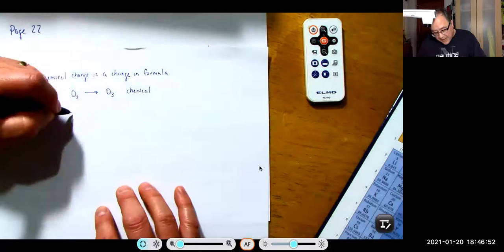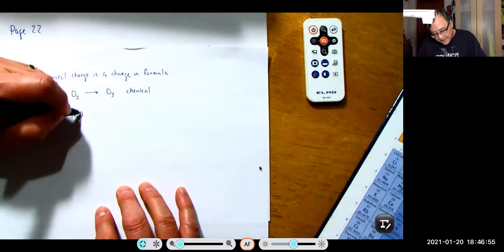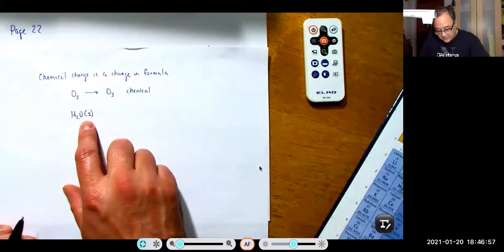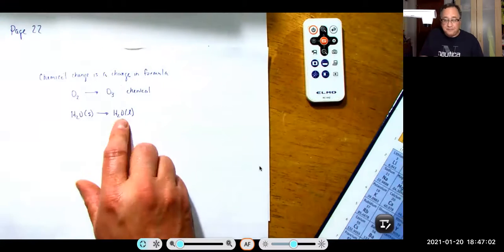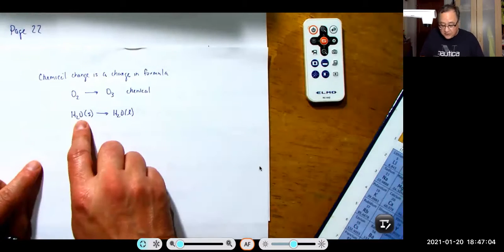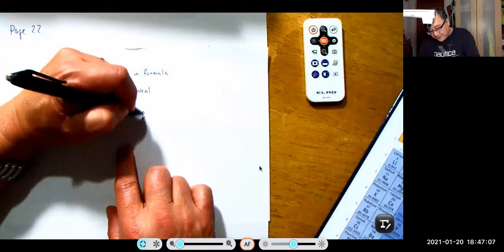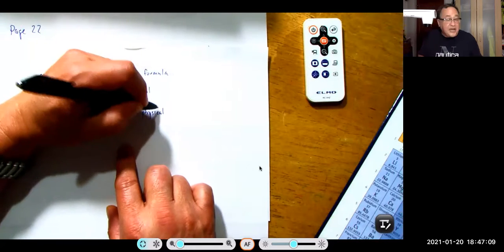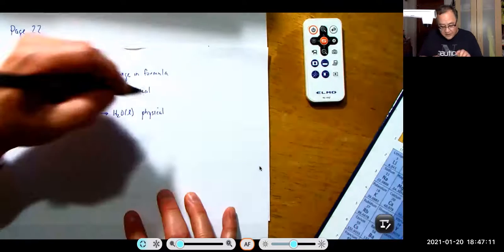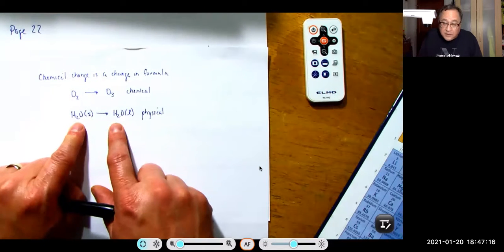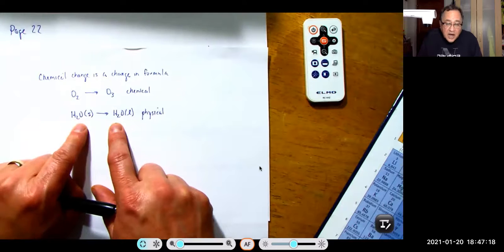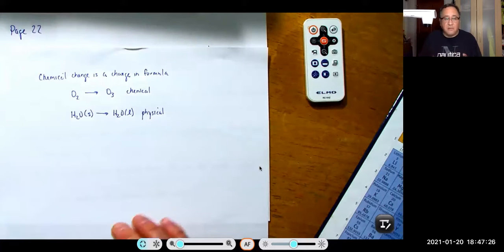Now, if you had H2O(s), that's solid, turn into H2O(l), which is liquid, this is basically ice turning into water. This is a physical change. And in this physical change, we call it a change of state. So how do I know based on this that it's physical? And the answer is the formula H2O has not changed. It is still H2O. Okay, so that's the hallmark.